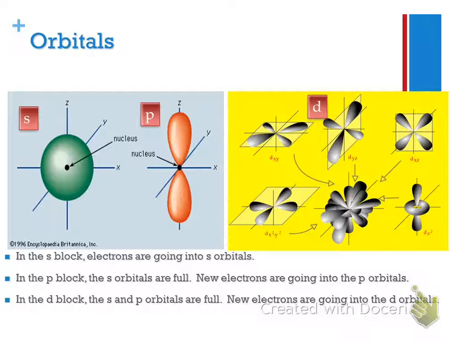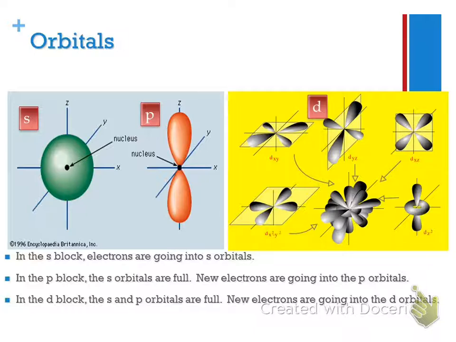So in the s block, the electrons are going into s orbitals. In the p block, s orbitals are full, and now electrons will go into the p orbitals. In the d block, s and p orbitals are full, so new electrons go into the d orbitals. So let's look at your periodic table and identify what is the S block, the P block, and the D block.